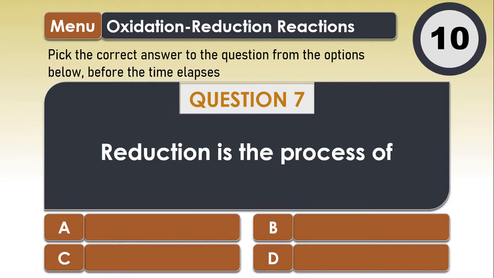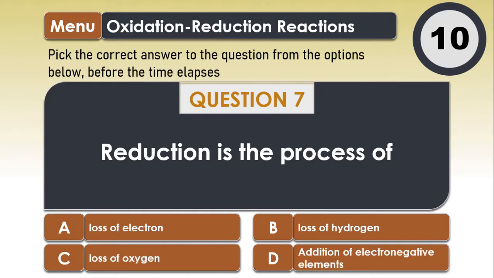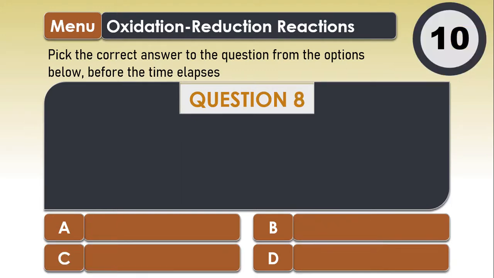Question 7. Reduction is the process of A, loss of electron, B, loss of hydrogen, C, loss of oxygen, and D, addition of electronegative elements. The answer is C, loss of oxygen.